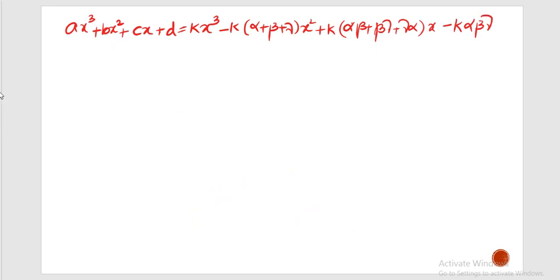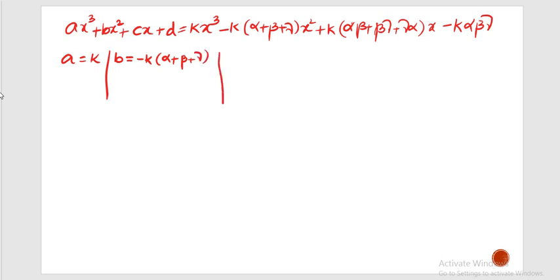So this is nothing but the equation that we get. Now on comparing the coefficients, when you compare x cube coefficients, what I will get is a equal to k. Clearly, I am going to get a is equal to k, right? Next when I compare x square coefficients, on the left hand side we have b, on the right hand side we have minus k times alpha plus beta plus gamma.